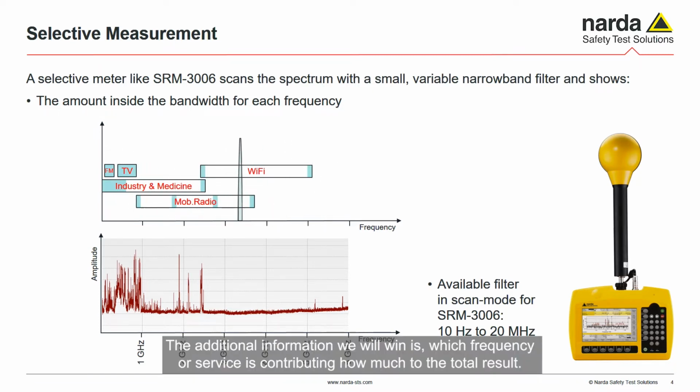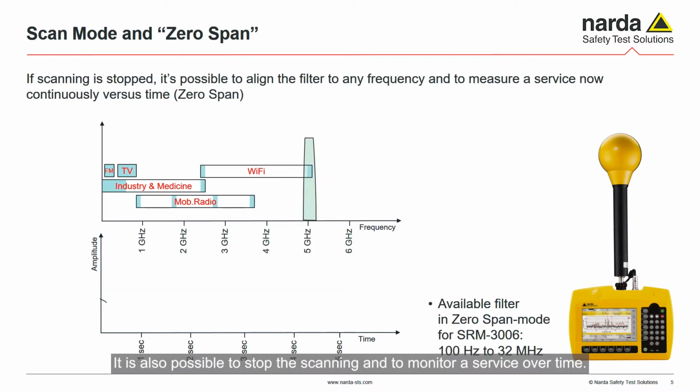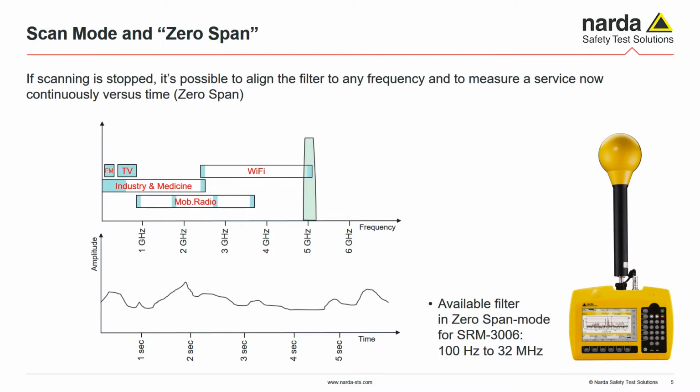The additional information we will win is which frequency or service is contributing how much to the total result. So if it is necessary to find out which service is responsible for the overexposure, SRM is the choice. It is also possible to stop the scanning and to monitor a service over time. Perfect solution for finding a hotspot or monitor the radiation over long term.